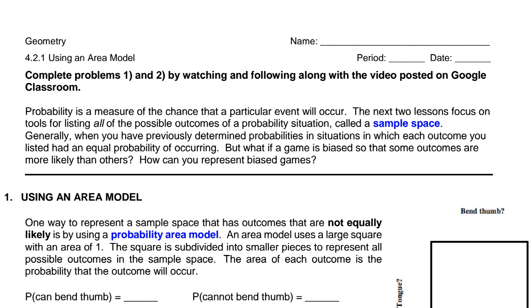The next two lessons focus on tools for listing all of the possible outcomes of a probability situation, and that's called a sample space. Generally, when you have previously determined probabilities, it was in situations in which each outcome you listed had an equal probability of occurring. But what if the game is biased, meaning that not each one has the same probability? That's what we're going to look at here.